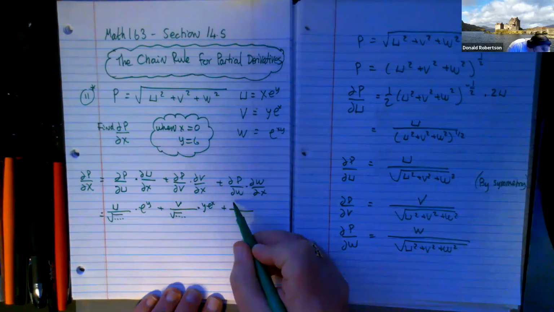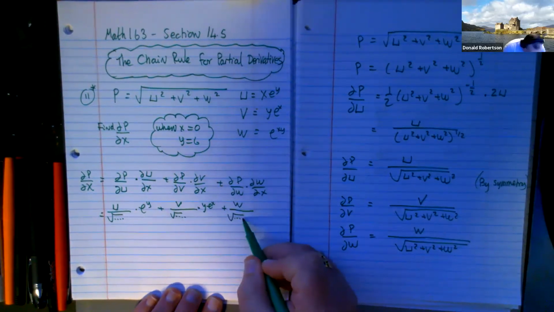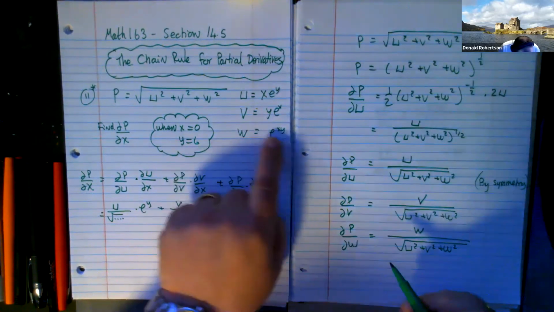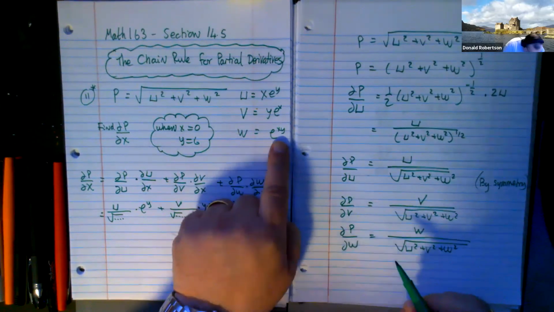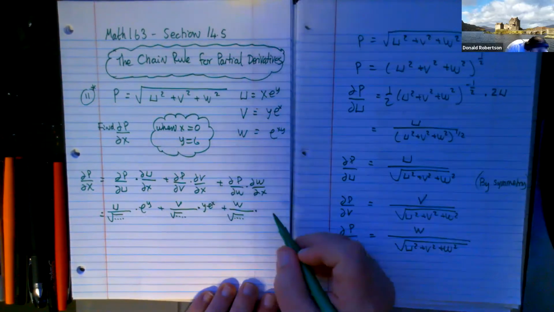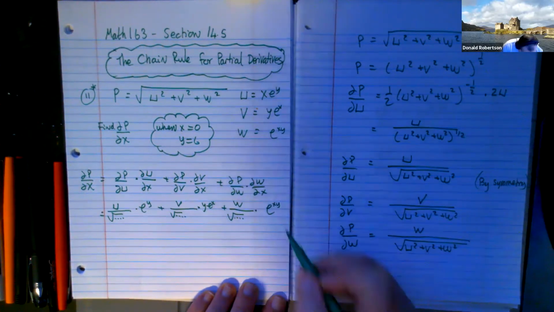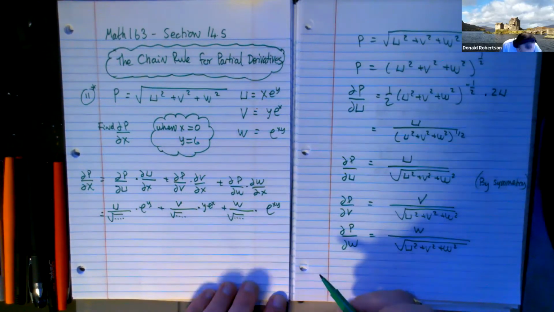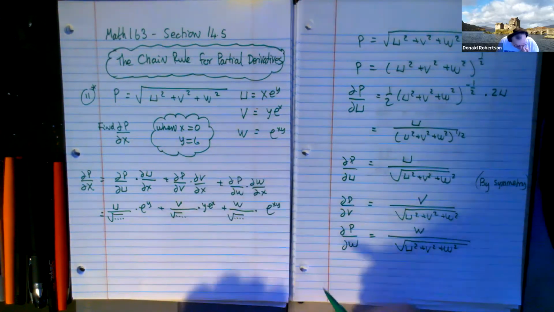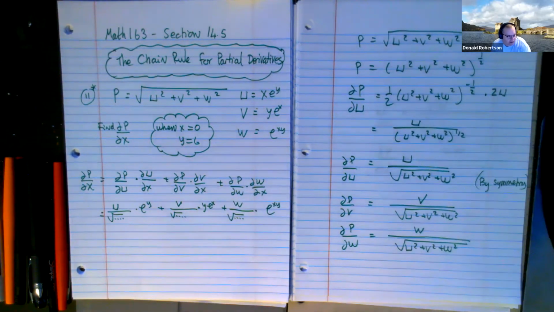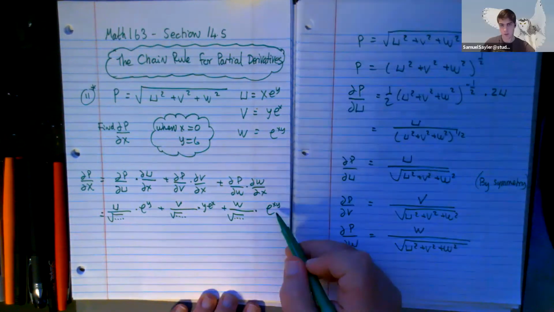And the third one is this fella, and dw with respect to x. Be careful. If you differentiate e to the xy with respect to x, you do get e to the xy, but what also do you get? y. You get an extra y.